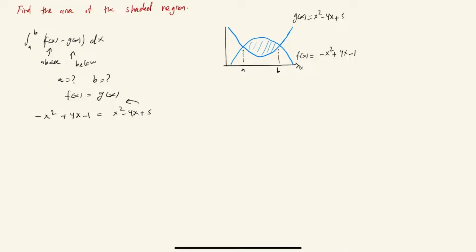I'm going to move the right side to the left side. And then here I'm going to add similar terms. Now I can factor out minus 2.